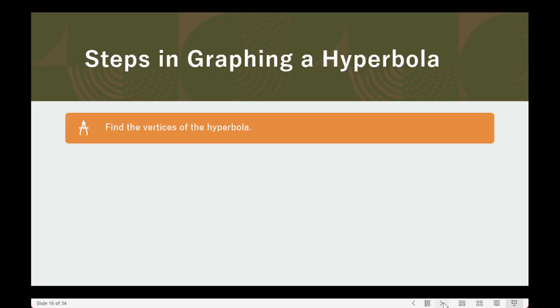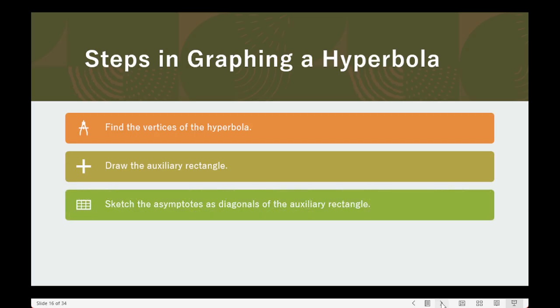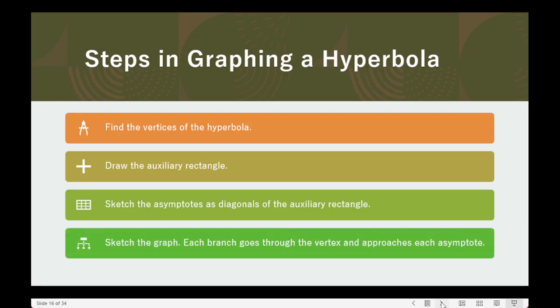Now, how do we trace the graph of a hyperbola? These are the steps for us to follow. First, find the vertices of the hyperbola. Next, draw the auxiliary rectangle. Sketch the asymptotes as diagonals of the auxiliary rectangle. Next is sketch the graph. Each branch goes through the vertex and approaches each asymptote.